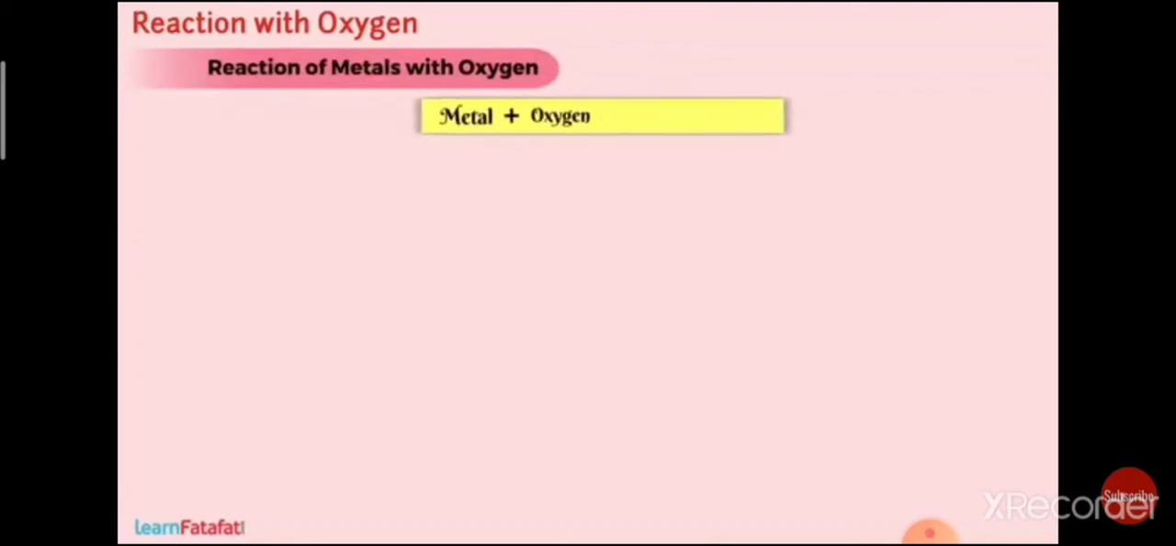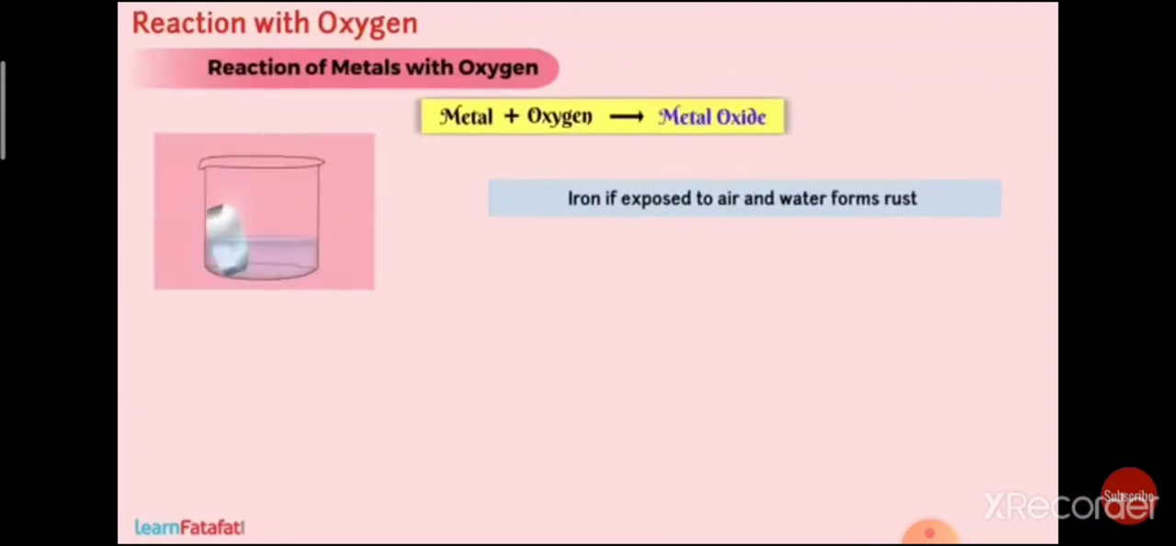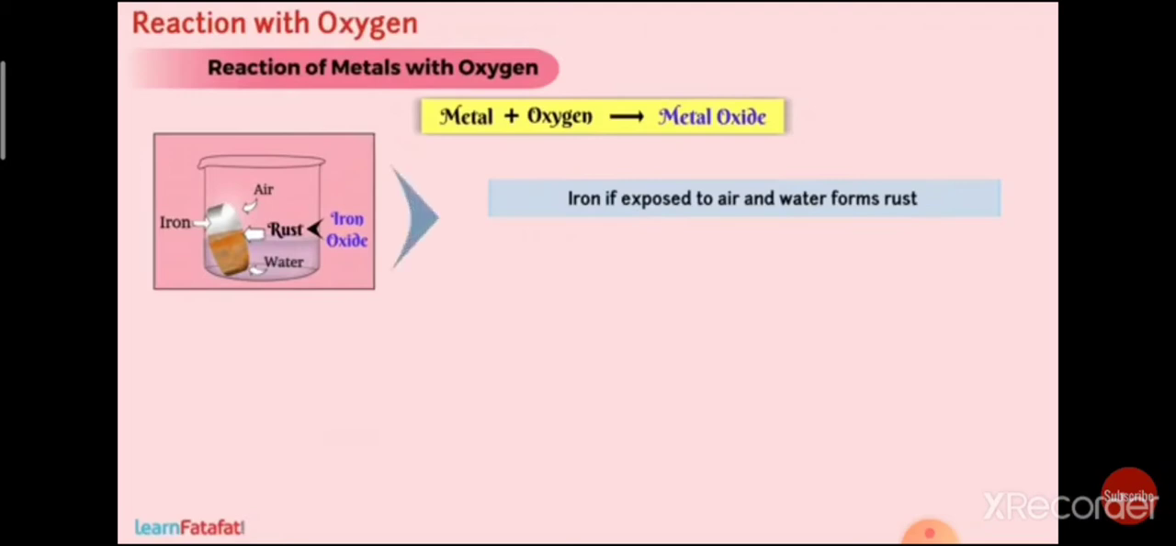Metals react with oxygen to form metal oxides. So here iron, if exposed to air and water, forms rust. Rust is iron oxide. So students, the reaction which takes place when iron gets rusted is as follows. In this reaction, iron reacts with oxygen and water, it forms rust and it releases hydrogen gas.